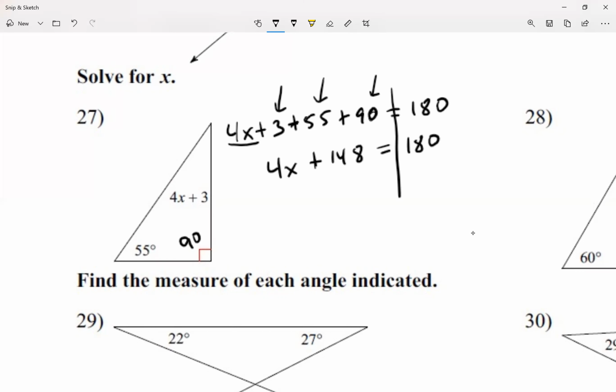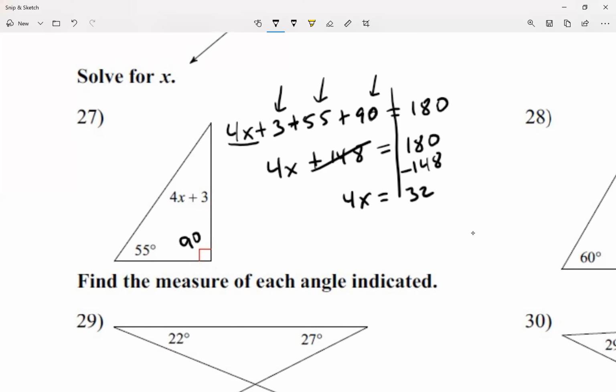I want the 4x by itself. So this plus 148, I'm going to cancel it as long as I write it on the other side as a minus 148. I got to move it to the other side, but change the sign, right? Opposite operation. So I have that 4x is equal to 180 minus 148. I know that's 32.